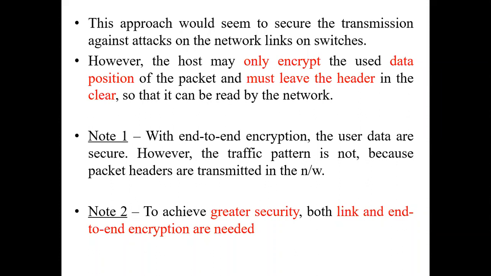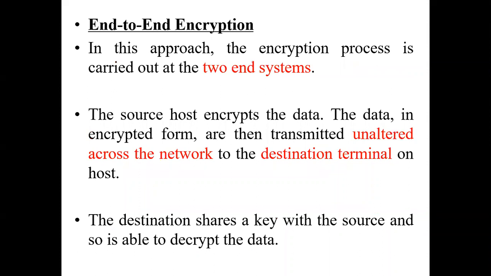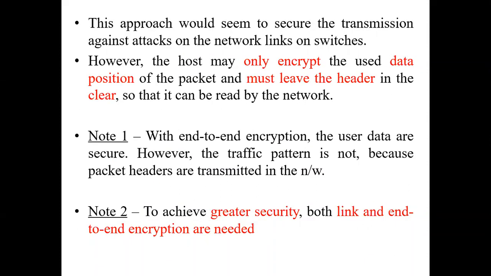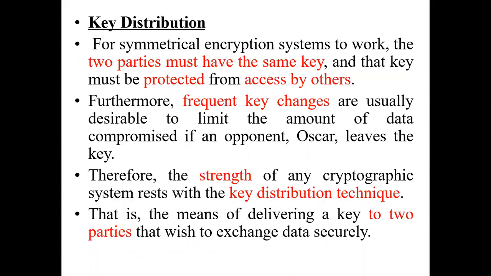The host may only encrypt the user data portion of the packet, and leave the header clear so that the network can read the packet header. So the header will not be encrypted; it is clear, open. So in end-to-end encryption, the user data are secure, but the traffic pattern is not, because the packet headers are transmitted in the network. If you want greater security, both link and end-to-end encryption are needed.